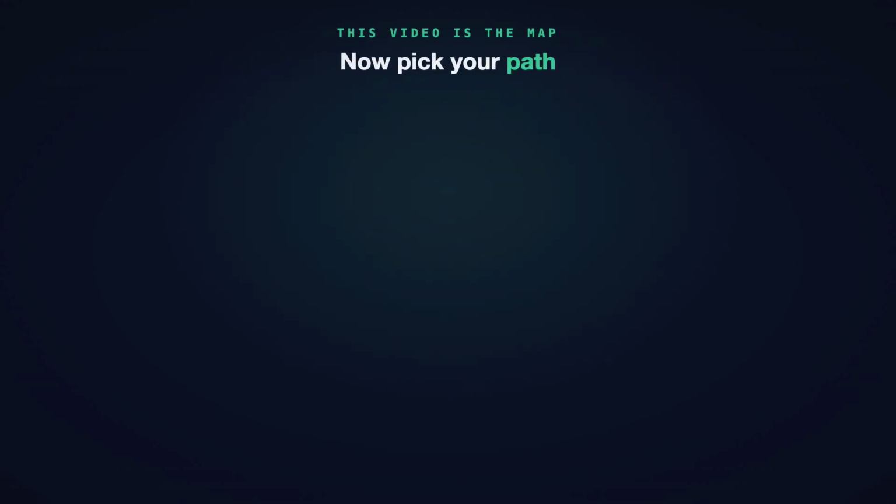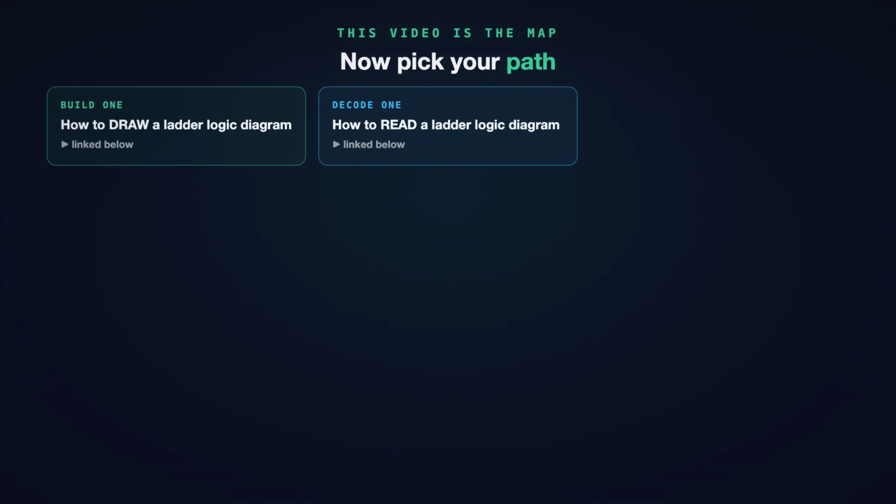So that is what a ladder logic diagram is. Two rails of power, rungs of logic, read left to right, contacts that ask, one coil that acts, and a PLC scanning it all, top to bottom, forever. This video is the map.